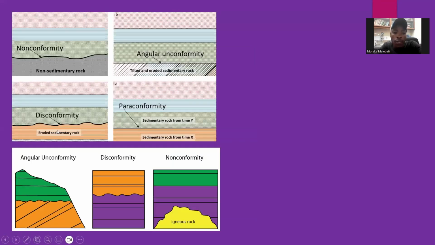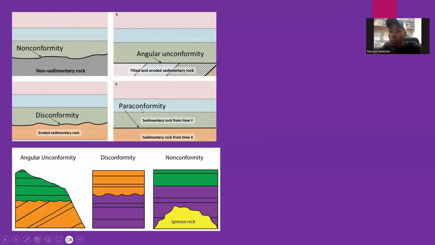Yeah, so as we can see, like I said, the difference between disconformity and paraconformity, in simple terms, is that they look alike. That is to say, they've got things which are common. All their layers are parallel. The only difference is that with disconformity, we've got an erosional surface which is irregular, and it's easy to be noticed with our naked eyes.